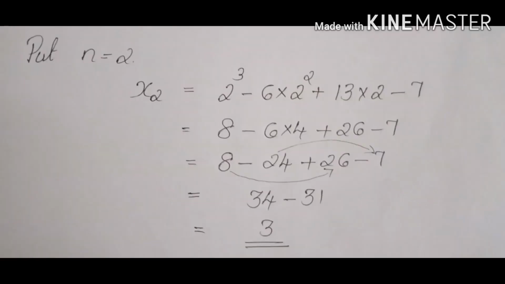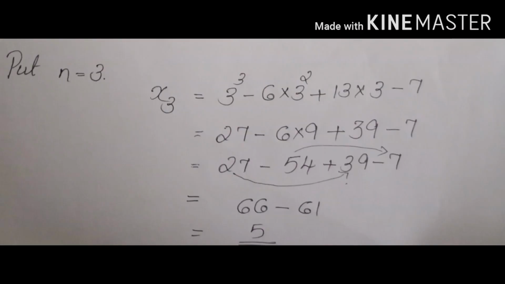Now put n equal to 2. So second term x2 equal to 2 cube minus 6 into 2 square plus 13 into 2 minus 7. Here 2 cube means 2 into 2 into 2. So answer is 8. So 8 minus 6 into 4 plus 26 minus 7. Let's add positive terms first, then add negative terms. So here 8 and 26. So 8 plus 26, answer is 34. Then 34 minus 31. So answer is 3. So this is the second term.